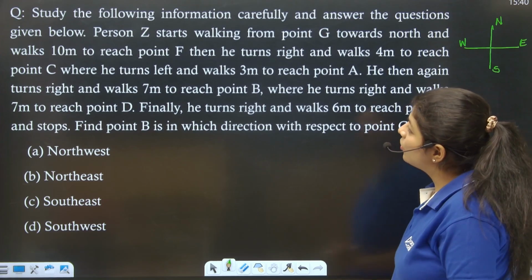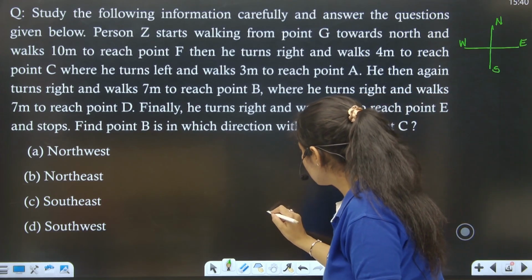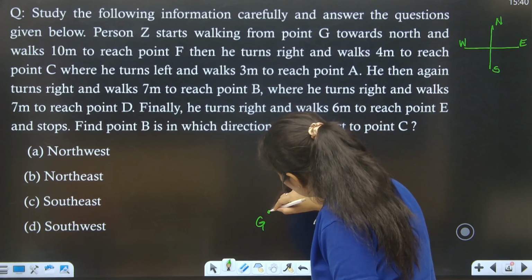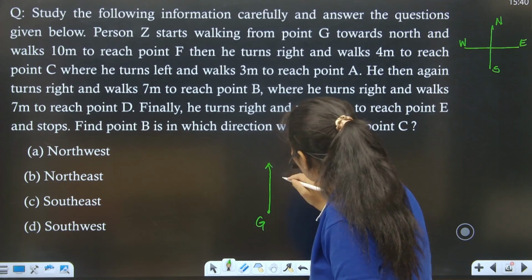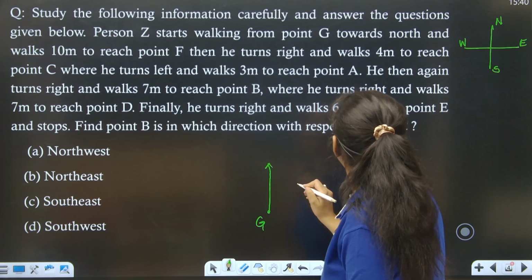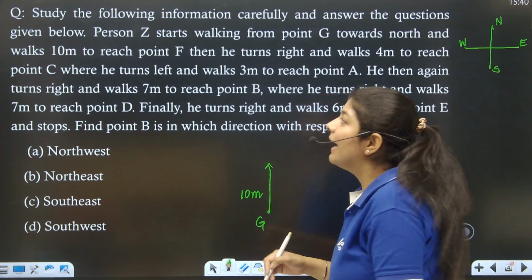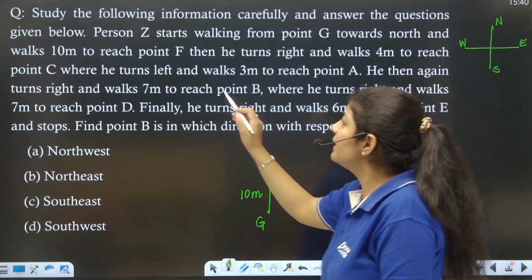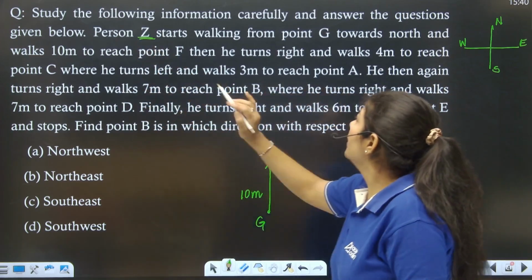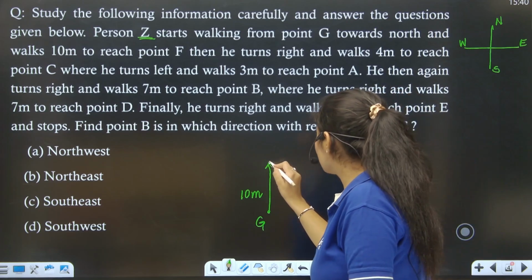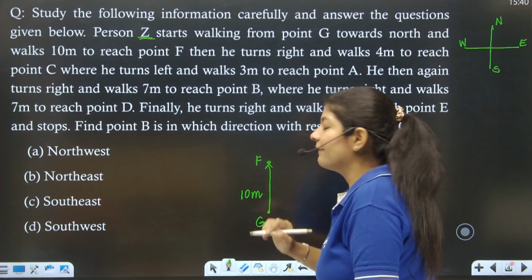Okay. So let's suppose this is my point G. This person moved in the north direction and covered a distance of 10 meters. Let's suppose this distance is 10 meters, and the person who is walking is person Z, to reach point F. So this point is nothing but point F.